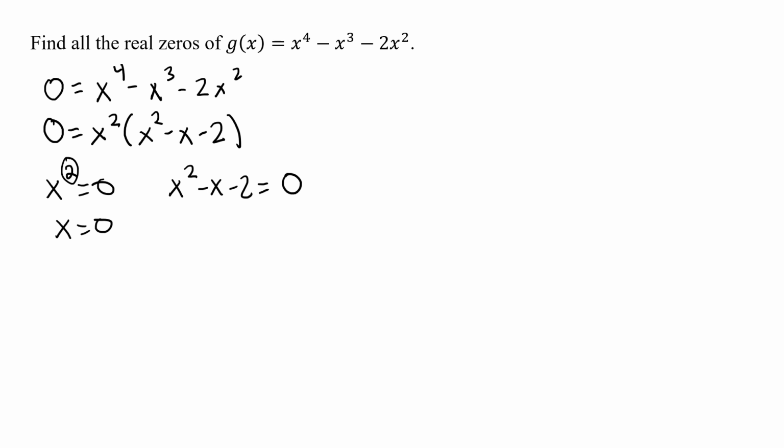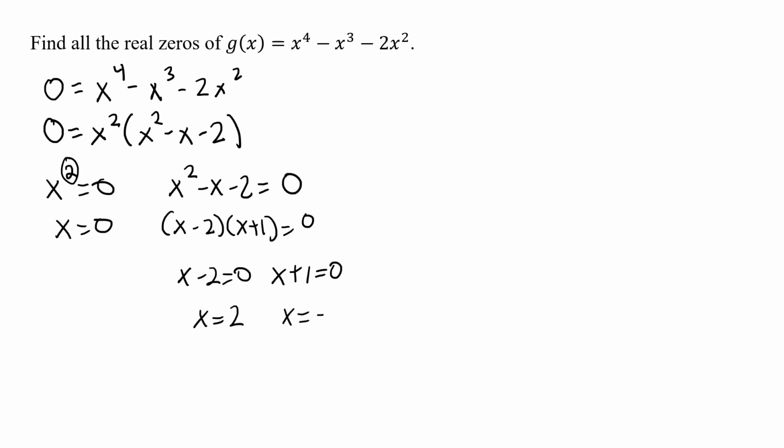And the second factor is a quadratic set equal to 0. This is a standard form quadratic, so I can either factor it or use the quadratic formula. Well, this does factor into x minus 2 times x plus 1. So using the zero product property again, we set those equal to 0 and solve them individually. So for x minus 2, when x is 2, that is 0. And for x plus 1, when x is negative 1, that is 0.